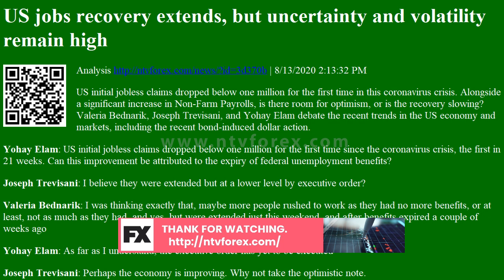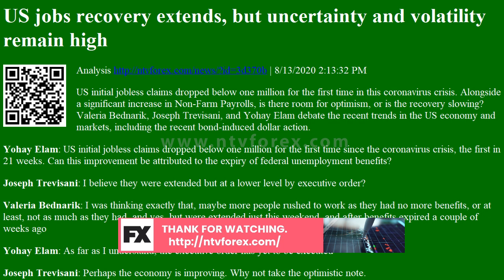Joseph Trevisani: One problem is the difference between reported and actual. Does that chart list the date of death or the report? They are not necessarily the same thing and can skew the result. Yohai Elam: Next week's initial claims are for the current week, ending August 14, which is NFP survey week.